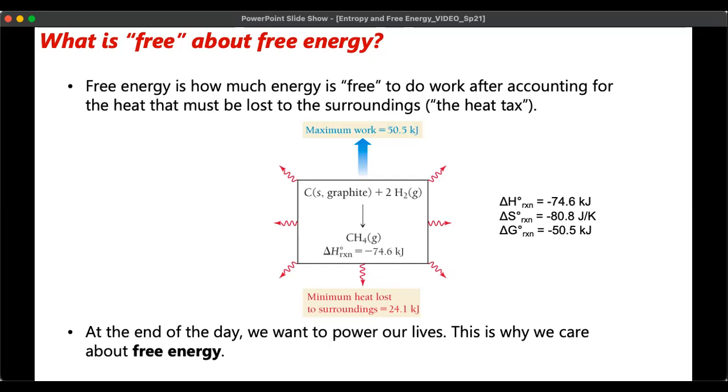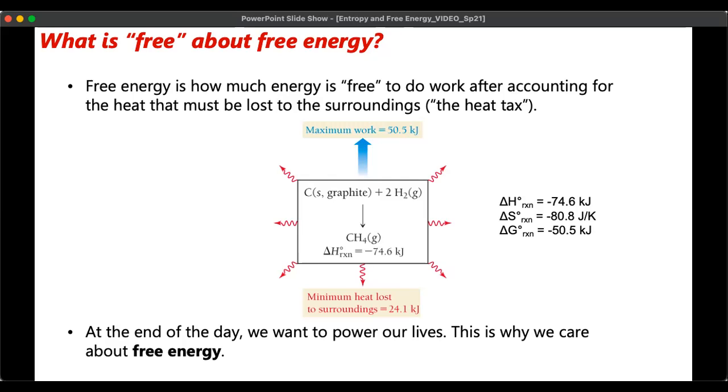That is the maximum amount of work that we can get out of this system, 50.5 kilojoules. And that is the entropy tax that we pay from our exothermic reaction, our 74.6 kilojoules that this reaction releases. The minimum heat lost to our surroundings is the difference between those two numbers. And that's the heat that goes into the entropy of the universe. So when we say that you can't have a perpetual motion machine, that is because we're constantly paying that heat tax. We're always losing heat to the surroundings.